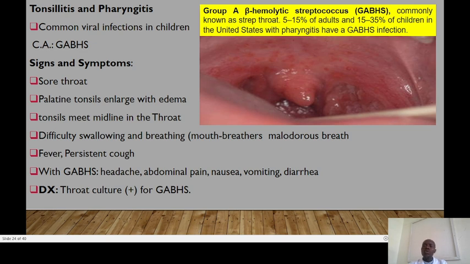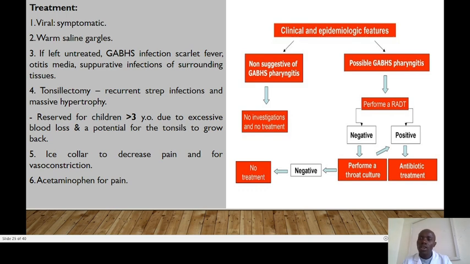diarrhea. So since we know the major cause of this condition is the group A beta hemolyticus, in diagnosis we do a throat culture for this bacteria. All right. So in terms of treatment, it depends. Is it viral or bacterial? So if it's viral, we know it is symptomatic, so you treat as the symptoms do appear. And then you have warm saline gargles. You gargle with warm saline.